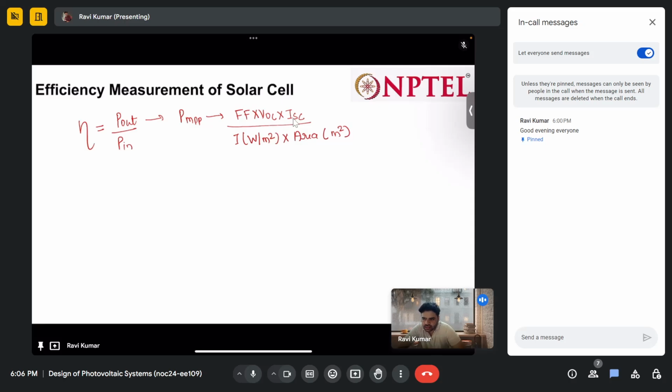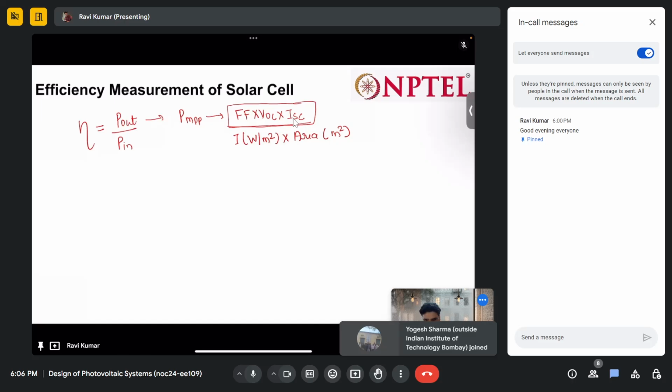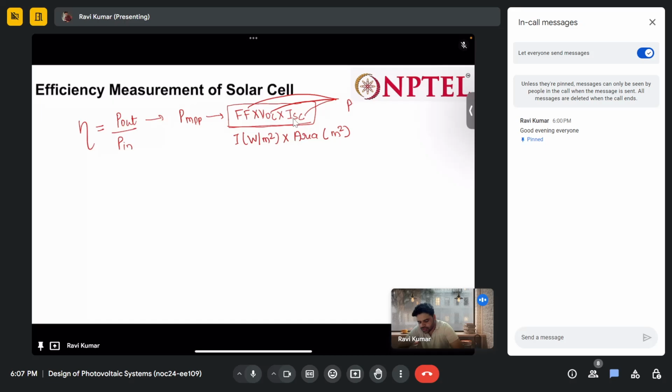The reason behind repeating this efficiency formula is why we are going to study this week's lecture. This week's lecture depends on solar geometry. So what factors does this depend on? The fill factor, VOC and ISC are determined by PV technology, meaning they directly depend on the solar cell or solar module which we are using. The area also depends on the solar cell and solar module.